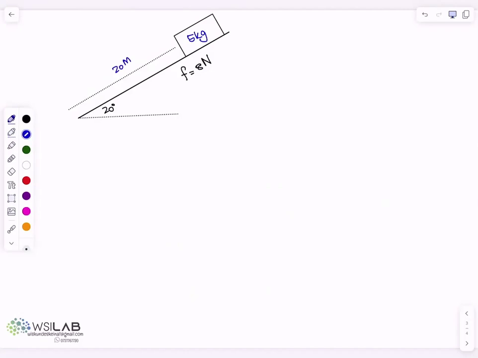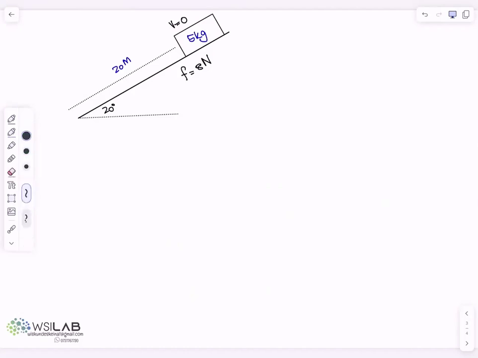Okay, so I've got a box. It's at rest at the moment. Let's say the velocity is 0. It's just lying there. And if I stop touching it, or just leave it, it's going to slide down that slope.